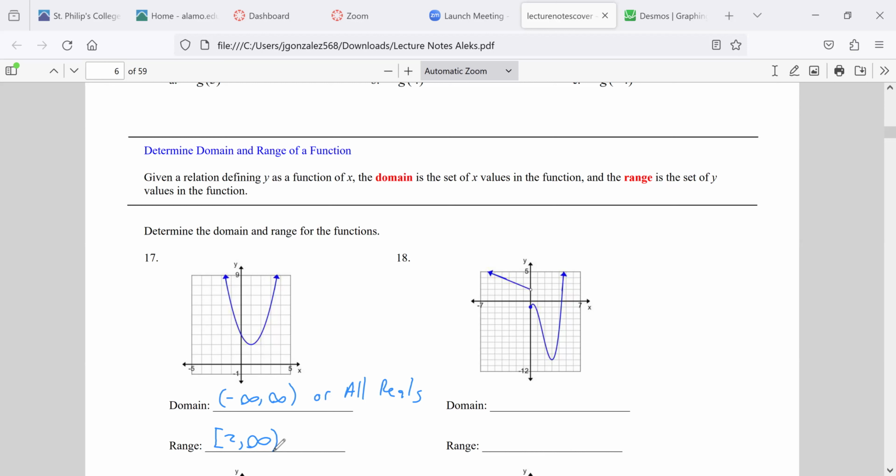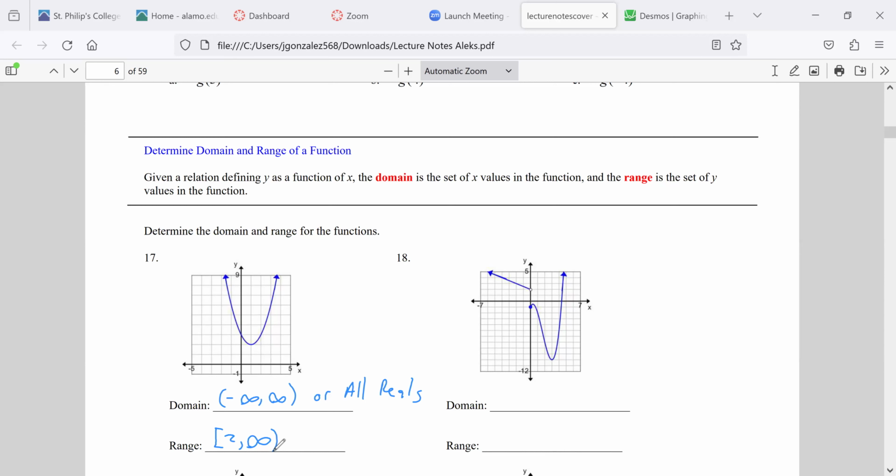You never put brackets on infinity. It's always parentheses, right, it keeps going. You only put brackets on numbers if they're starting right on it. If you're starting after, then you put parentheses. Like, for example, check this one out.